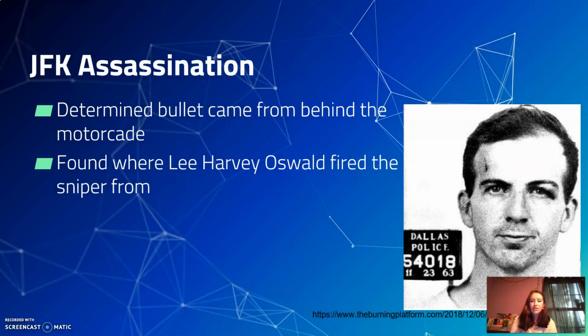But using forensic ballistics and the Zapruder film, which was a recording someone took of the shooting, investigators were able to determine that the bullet came from behind the motorcade and that Kennedy was struck in the back of the head, eventually leading them to find the spot in one of the upper levels of the Texas School Book Depository where Lee Harvey Oswald fired the sniper from.